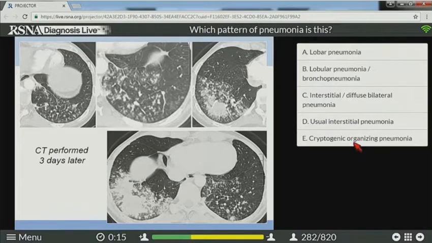Voting is underway. Can we make it to 500 this time? Come on. A few more. So 5, 4, 3, 2, 1. Pretty close.